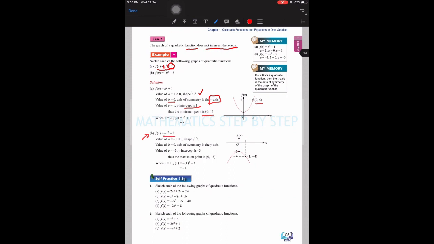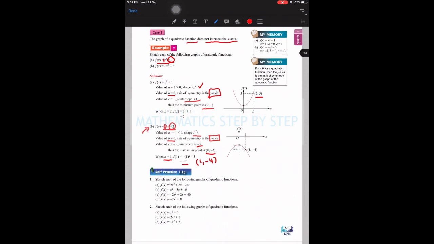Then let's proceed to b. f(x) equals negative x squared minus 3. So a equals negative 1, which is less than 0, so it is an inverted smiley. In this case, b equals 0, so the y-axis is the axis of symmetry. c equals negative 3, so the y-intercept equals negative 3. Because it is an inverted smiley, (0, negative 3) is actually the maximum point. We simply substitute x equals 1, and we know that f(x) equals negative 4. So (1, negative 4) is one of the points of this graph.